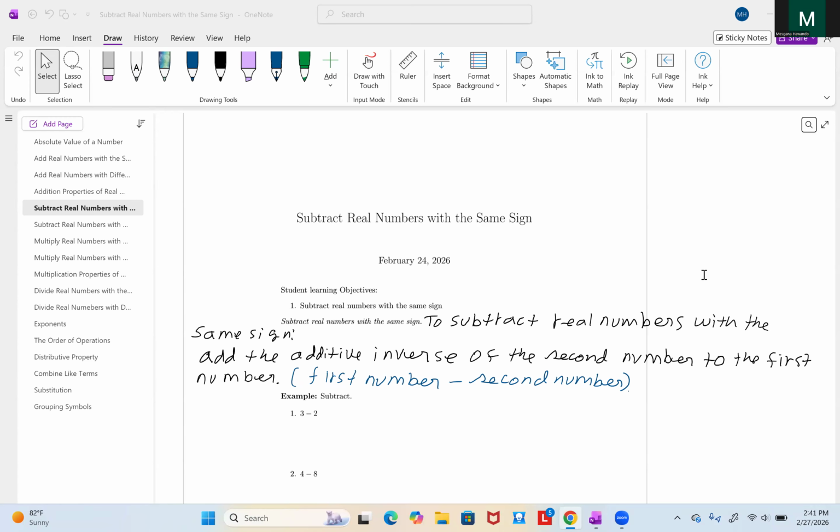Subtract real numbers with the same sign. Student learning objectives: subtract real numbers with the same sign. To subtract real numbers with the same sign, add the additive inverse of the second number to the first number.